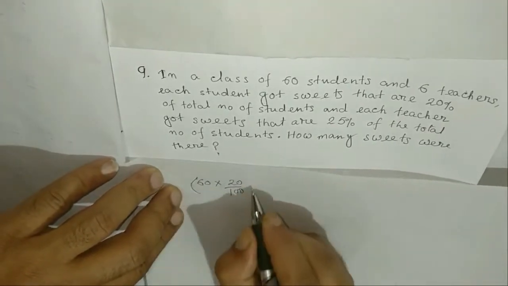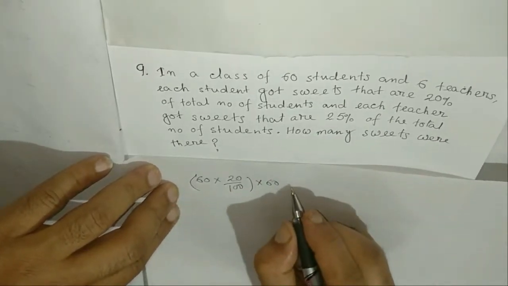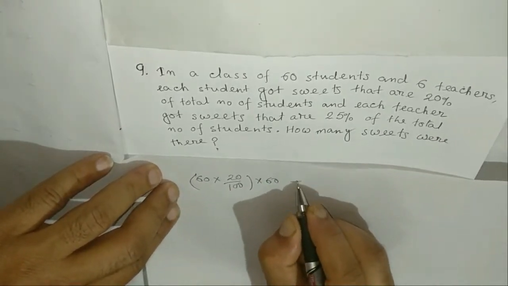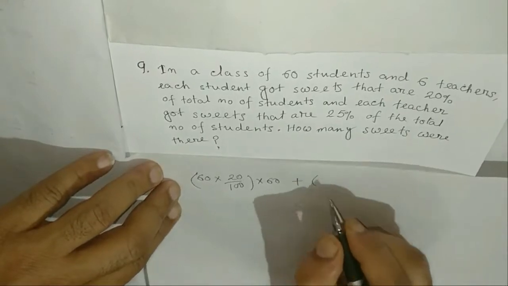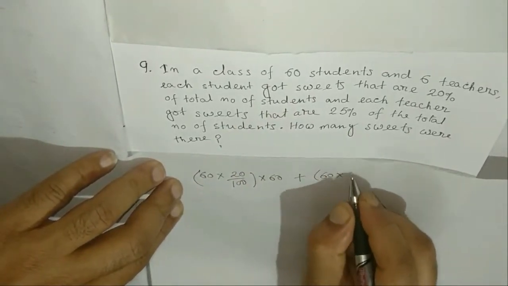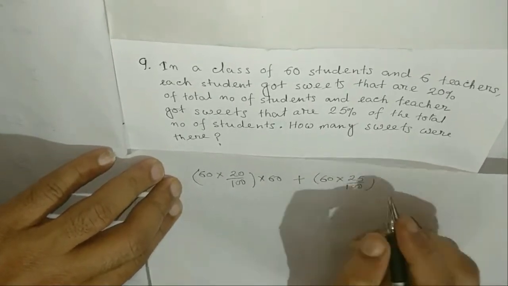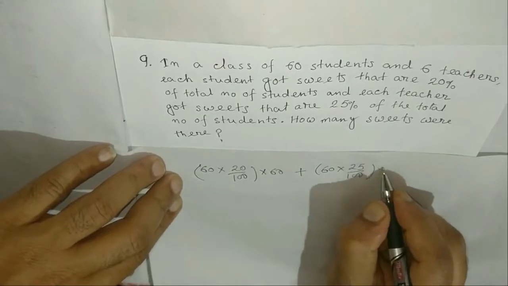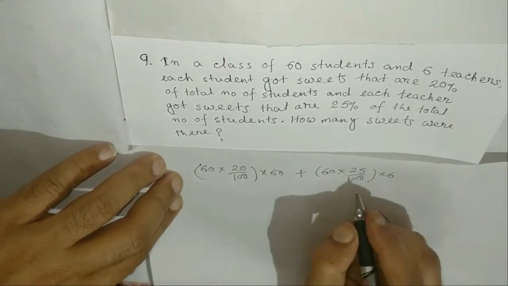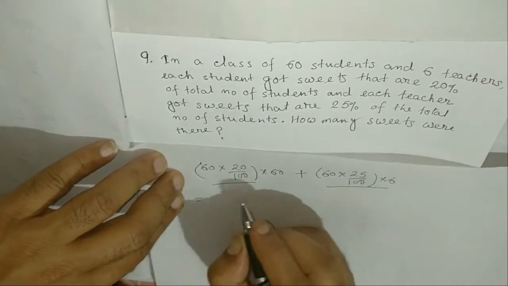And how many total number of students are there? So we are going to multiply with 60. So this means sweets are required for the students. Each teacher will get 25% of the total students. So 60 into 25 by 100. And how many teachers? 6 teachers are there. So we are going to multiply with 6. So these many sweets are required for the teachers. These many sweets are required for the students. If we calculate, we will get the total sweets.